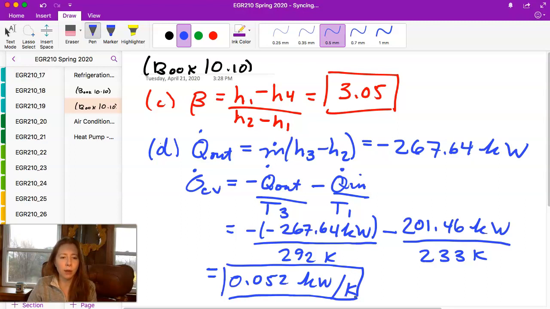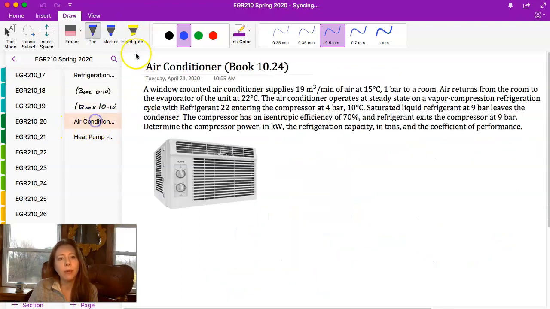For this next problem, we're going to continue on with the refrigeration cycle, but we're going to look at one that is not ideal. So there's going to be an extra level of complexity. There's going to be a change in entropy as we move through the compressor. So let's take a look at this. This is number 1024 in your book.